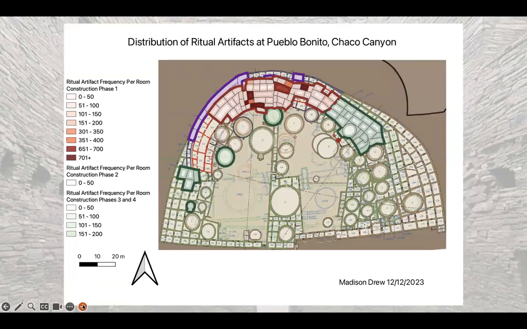My results did successfully find patterns within the spatial distribution of these objects. This is just kind of an initial overview, and I'm about to go into more detail about this.